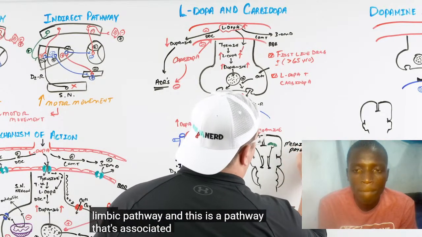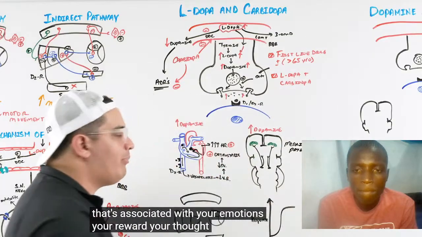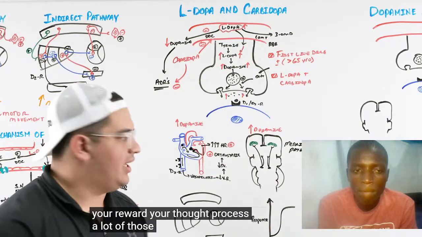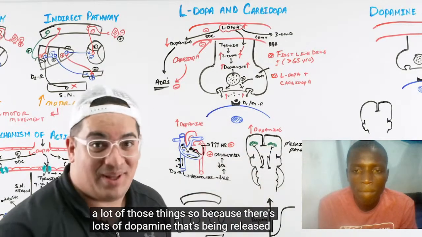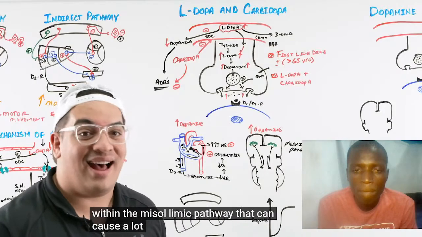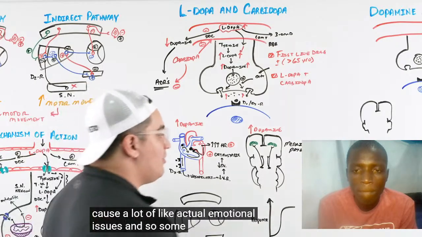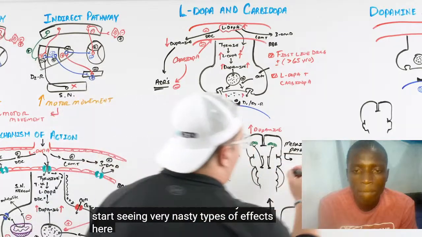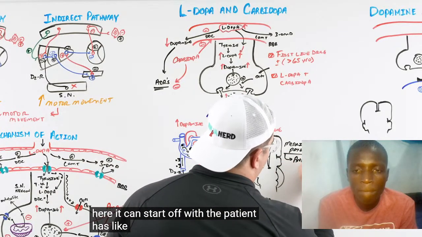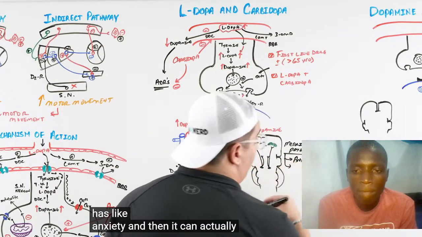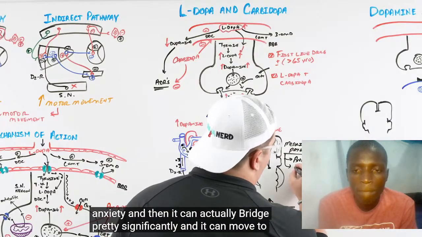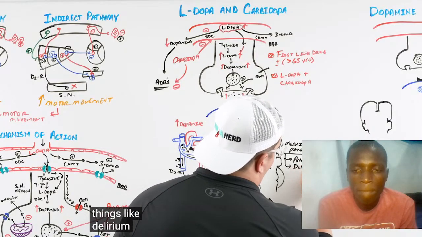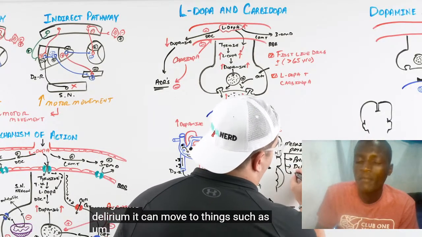This is a pathway that's associated with your emotions, your reward, your thought processes, a lot of those things. So because there's lots of dopamine that's being released within the mesolimbic pathway, that can cause a lot of actual emotional issues. And so some of the things that you can see because of this is you can start seeing very nasty types of effects here. It can start off where the patient has anxiety, and then it can actually bridge pretty significantly. And it can move to things like delirium. It can move to things such as hallucinations.